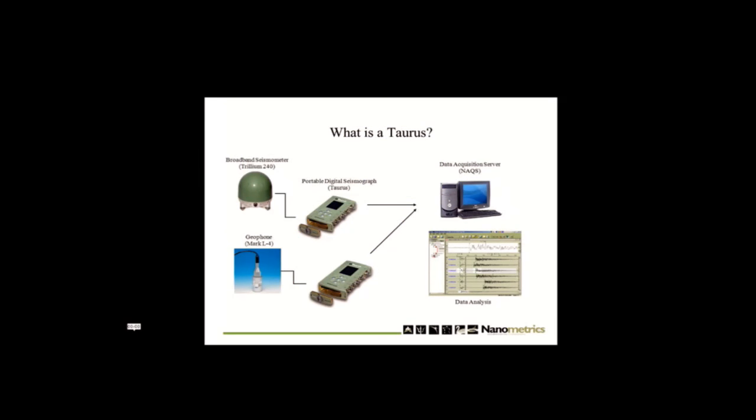What is Taurus? It's a portable digital seismograph developed by Nanometrics. It's a company based in Canada. And when you take a look in the official documentation, you will notice that it's connected directly to the broadband seismometer, which is called Trillion 240. And then all the data coming from the broadband seismometer is routed to the portable digital seismograph and then the acquisition center. Also, it could be connected to a geophone. These geophones are devices that are placed in the middle of the oceans in order to understand better the sounds of the seismic waves in the middle of the ocean.